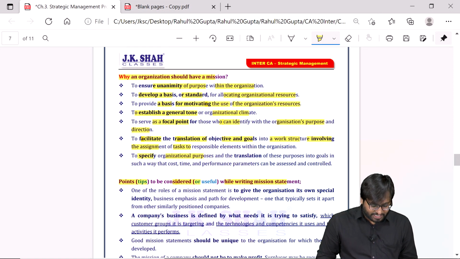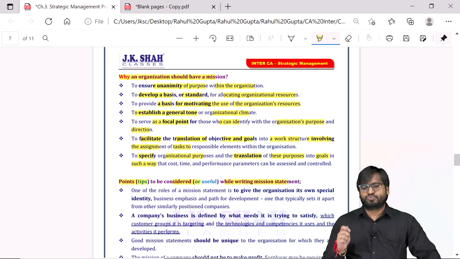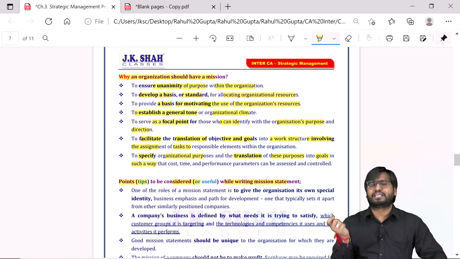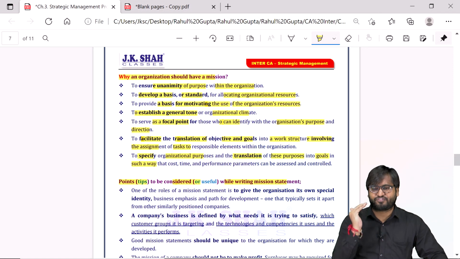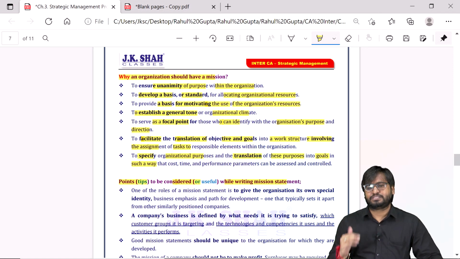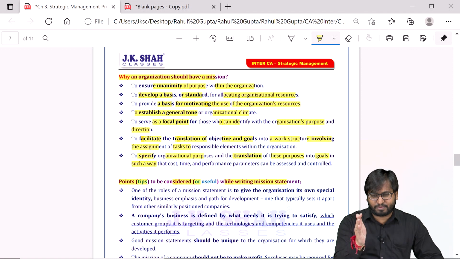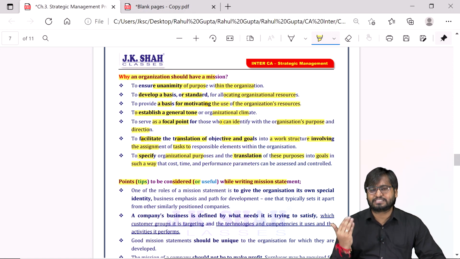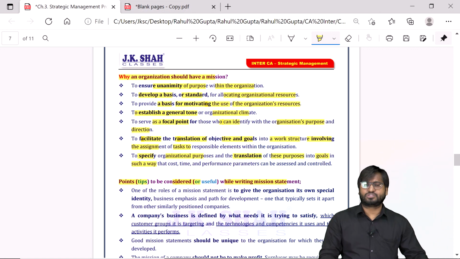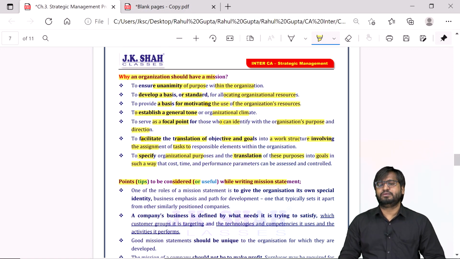To specify the organizational purposes and the translation of these purposes into goals and objectives. So we will again think why we started with this business. What is our vision? What is our mission? So mission helps us specify our purpose, and with the help of this purpose, we will be able to frame our goals and policies and decide our targets. So this was why an organization should have a mission.